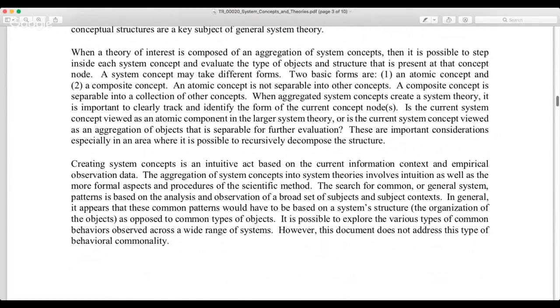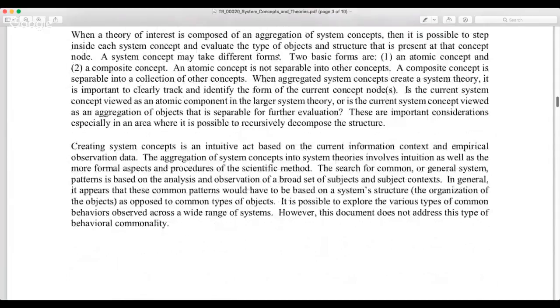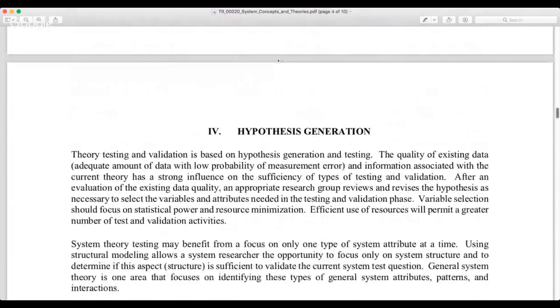And it's possible to explore common types of behaviors associated across a wide range of systems. And of course, in this document, we do not address this type of behavior commonality because we're focused on structural modeling right now and developing a set of tools to address system structure. But what we will do in the future, the plan, is to then bring that in and start exploring the connection between system structure and system behavior.